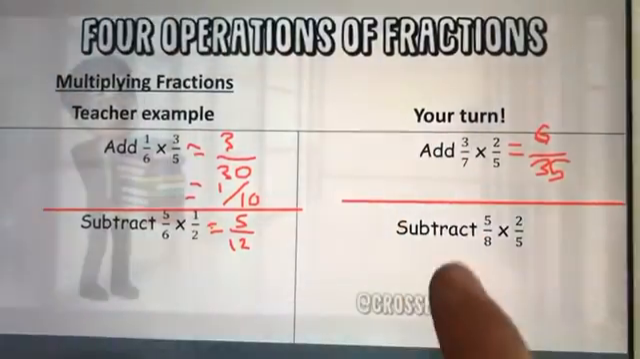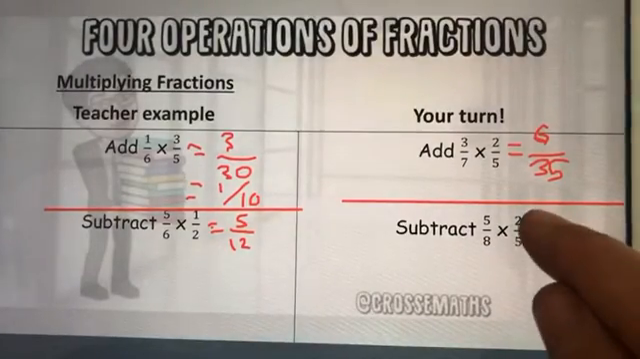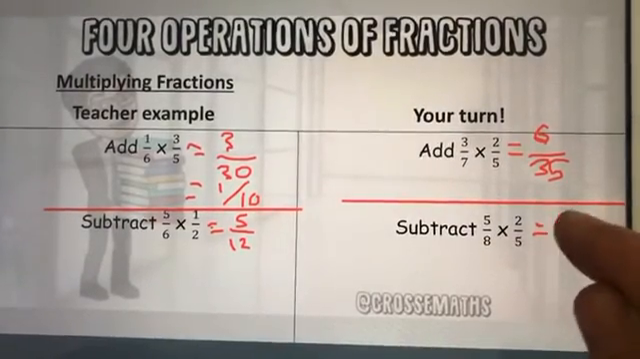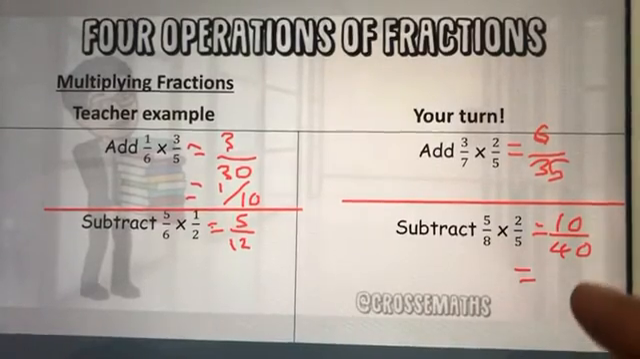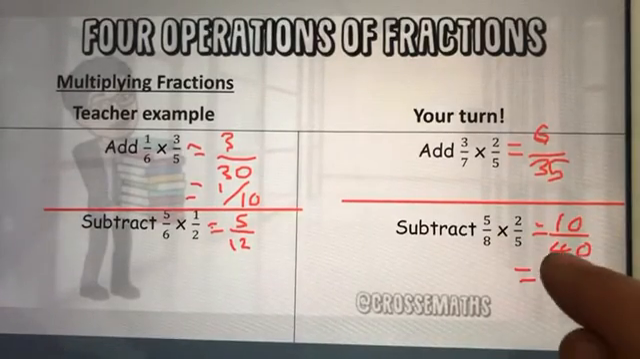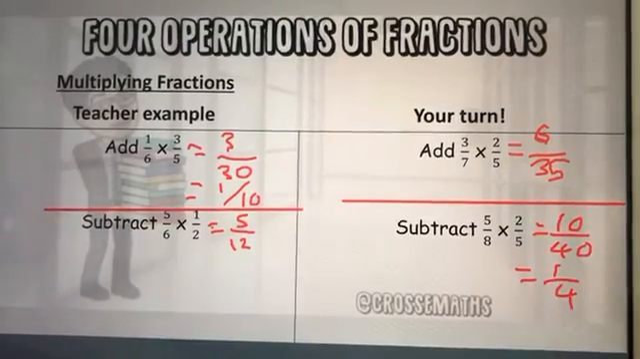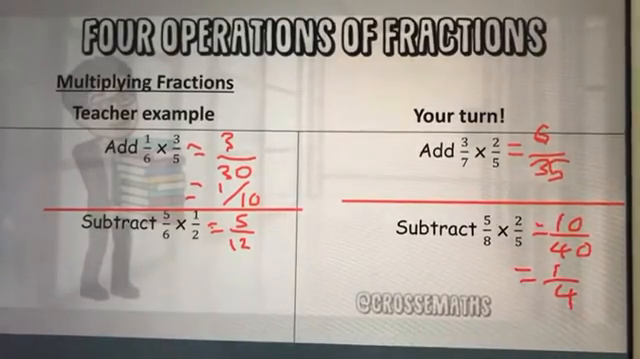Okay. Then I've got 5 over 8 times 2 over 5. 5 times 2 is 10. 8 times 5 is 40. That can be simplified. If I divide top and bottom by 10, I end up with 1 over 4 as an answer. Okay, guys, really straightforward questions, okay?